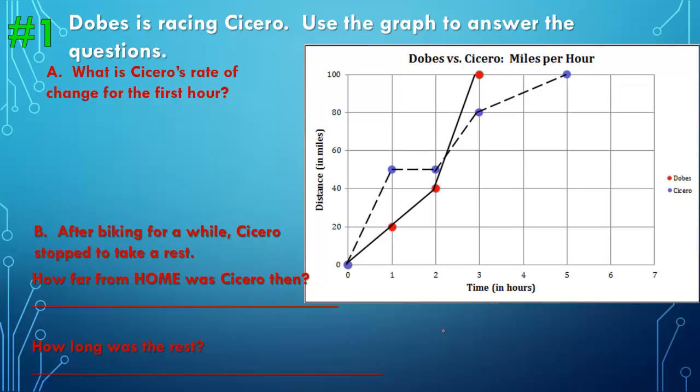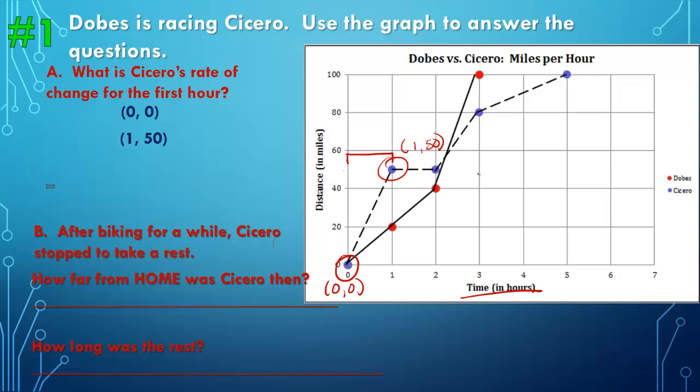Let's look at this first example. So we've got Dobbs racing Cicero, and we've got this graph that's going to help us answer the questions. So the first part of the question is, what is Cicero's rate of change for the first hour? Well, if you go down here, it has his time in hours. So we're looking at from here to here. Cicero is the purplish blue. Okay. So you've got 0, 0, which is this point down here. And you have 1, 50, which is this point here.